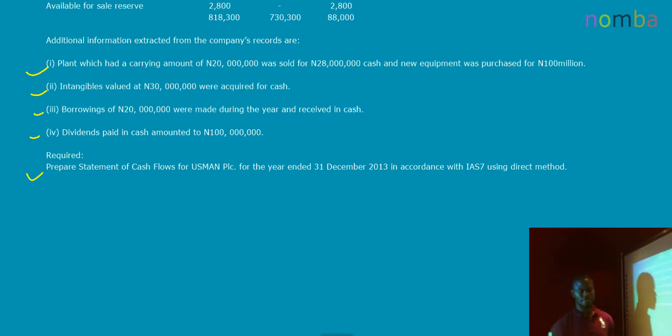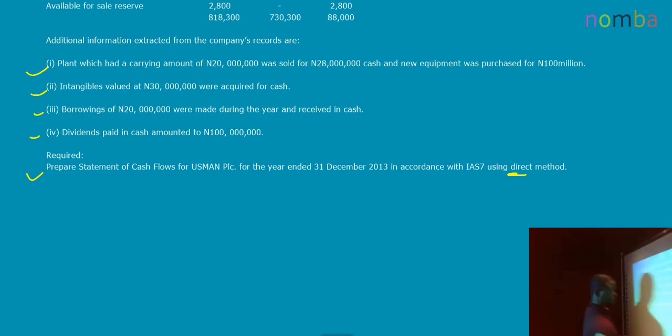You need to understand that when you are required to prepare a statement of cash flows, you could either be required to do it using the direct or indirect method. This question requires us to do the direct method, and you need to know how to tackle it. You need to know the steps to follow. The first thing you do for the direct method is to have your format, to know where you start from. And where we are going to be starting from is the operating activities. That is the area of distinction between the direct and the indirect method.